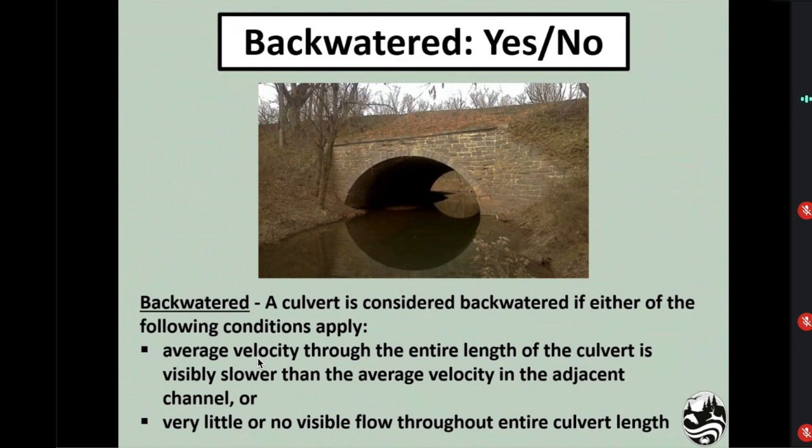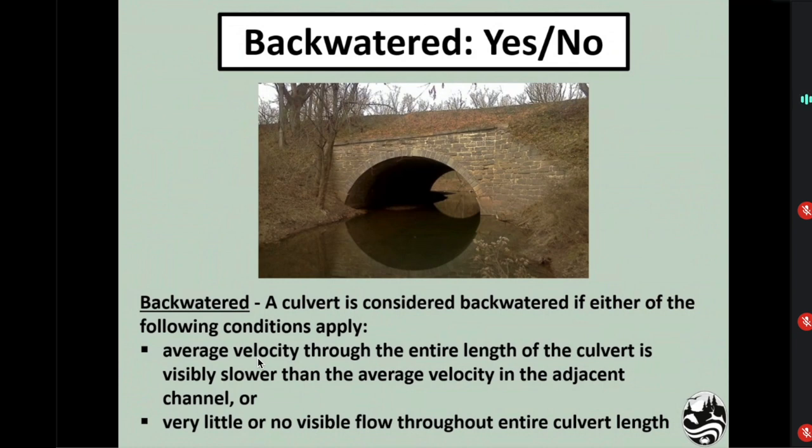The point is, when we're looking at backwater, all we need to remember is: is the average velocity through the entire length of the culvert visibly slower than the average velocity in the adjacent channel? Or is there little or no visible flow through the entire length of the culvert? Most all the time, you will not find backwater culverts, but this image just showing a still, well, it's more of a bridge here, but an arch, that would be backwater.